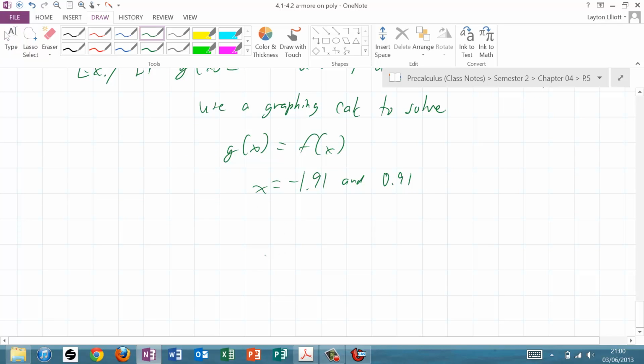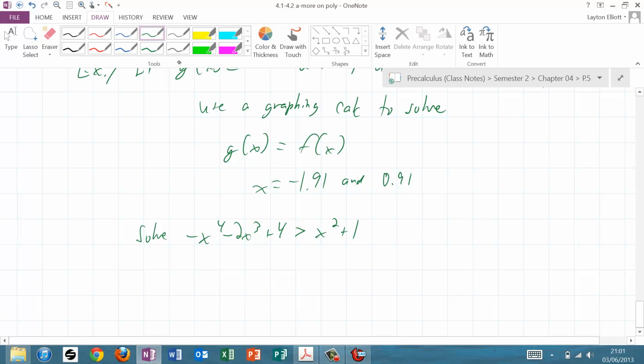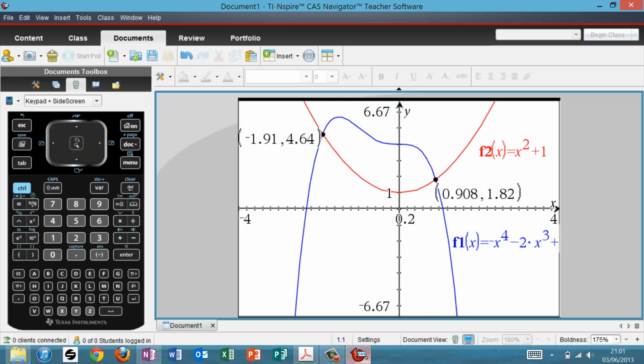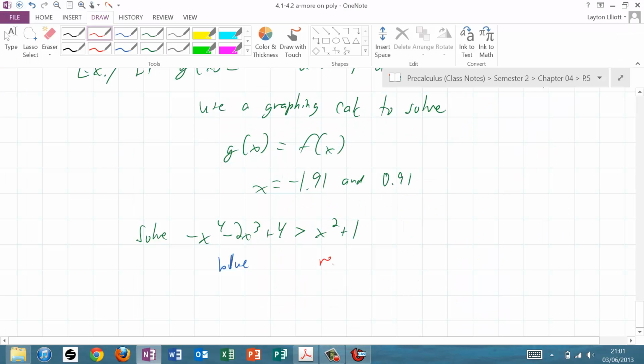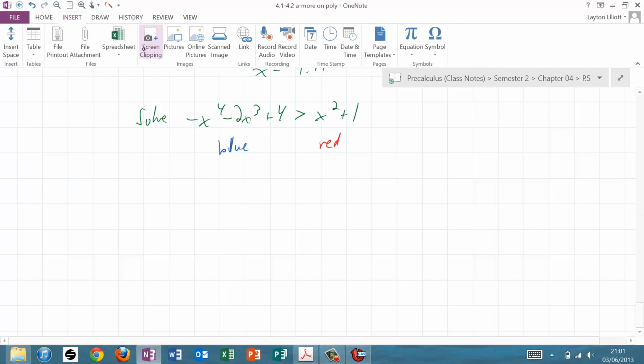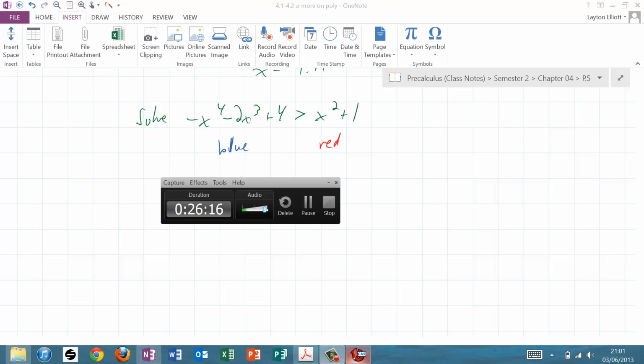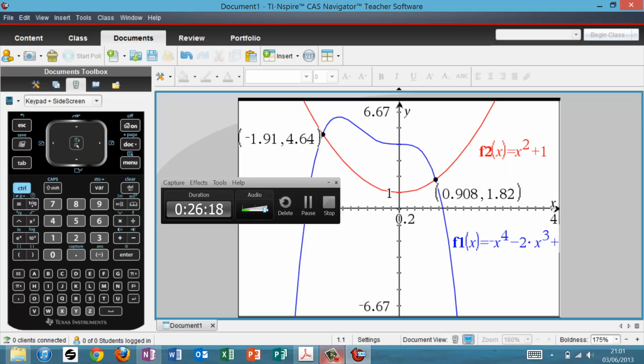But the second question is a little bit more clever. If I say solve negative x to the fourth minus 2x cubed plus 4 is greater than x squared plus 1, and I look back here, it's helpful to say, okay, this one's the blue, and the other one is the red. Let me see if I can get a screen clipping of this. Sorry, this will take 2 seconds.